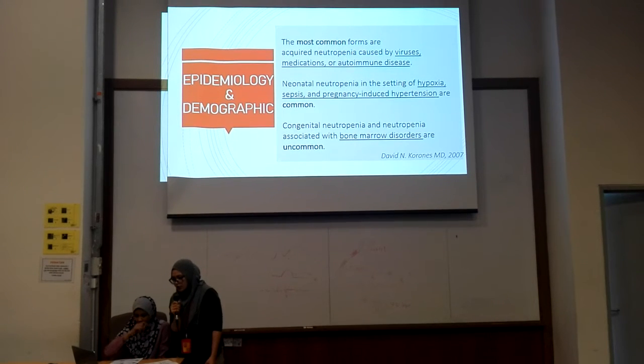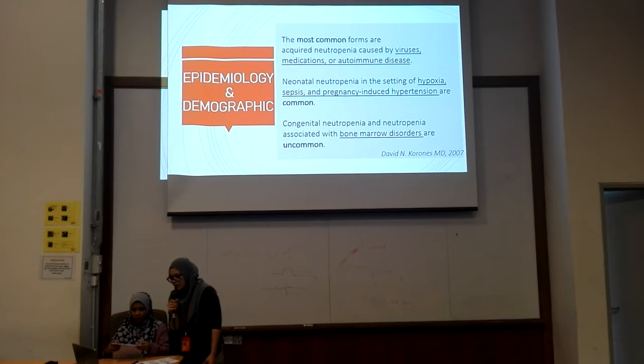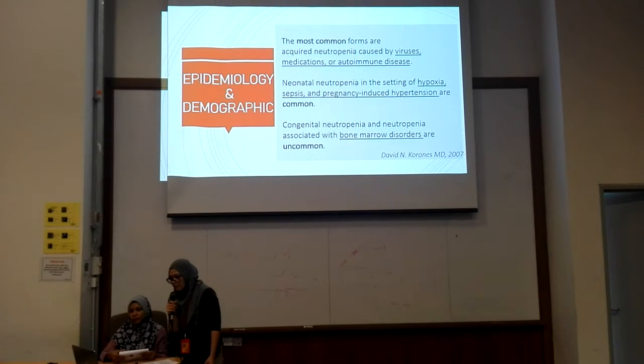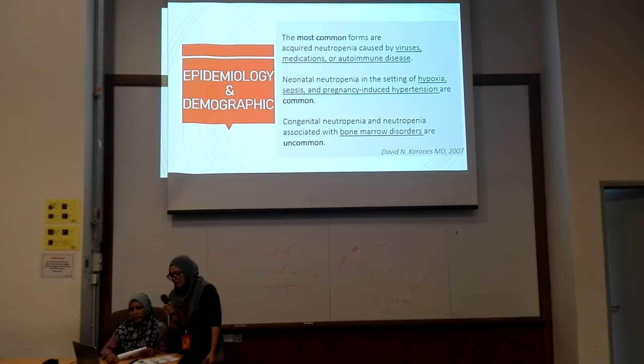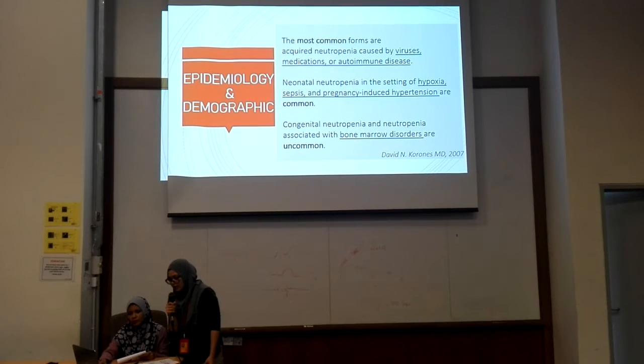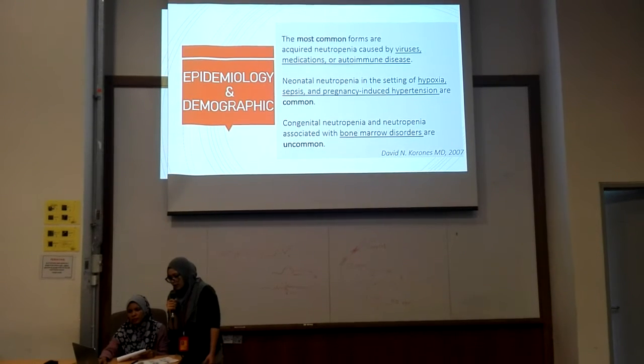So the epidemiology and demographic data for neutropenia, the most common form are acquired neutropenia, which is caused by virus, medication, and autoimmune disease. The neonatal neutropenia in the setting of hypoxia, sepsis, and pregnancy-induced hypertension are common. Then the uncommon neutropenia is congenital neutropenia associated with bone marrow disorder.